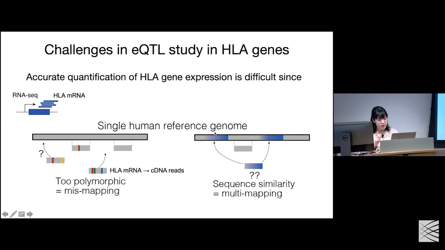from just one representative European individual, there will be a mismapping of the reads because the region is too highly polymorphic, or the multi-mapping of the reads because of the similarity among the different HLA genes. And this mismapping and multi-mapping is in fact a critical issue in the HLA region and could lead to an inaccurate quantification of the HLA expression, which is a critical issue when we think about the eQTL study. We have to associate the genotype and the HLA expression abundance, the true biological expression abundance.